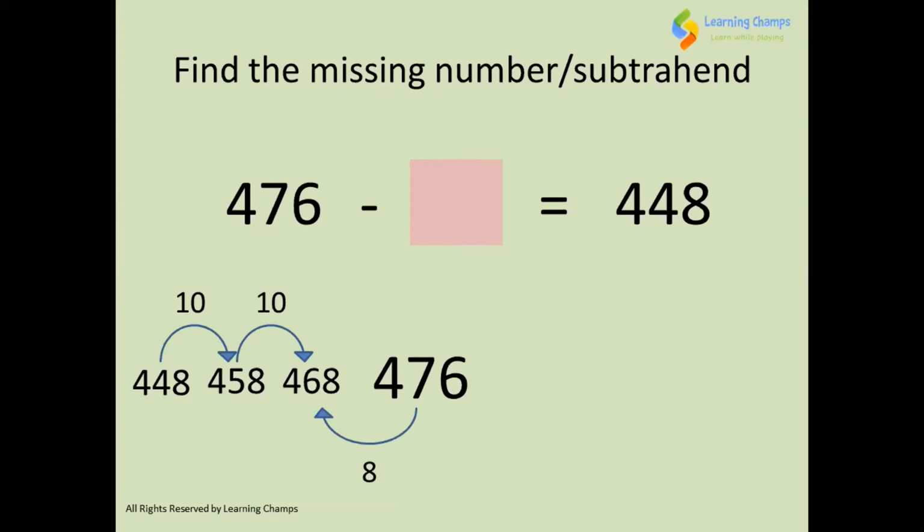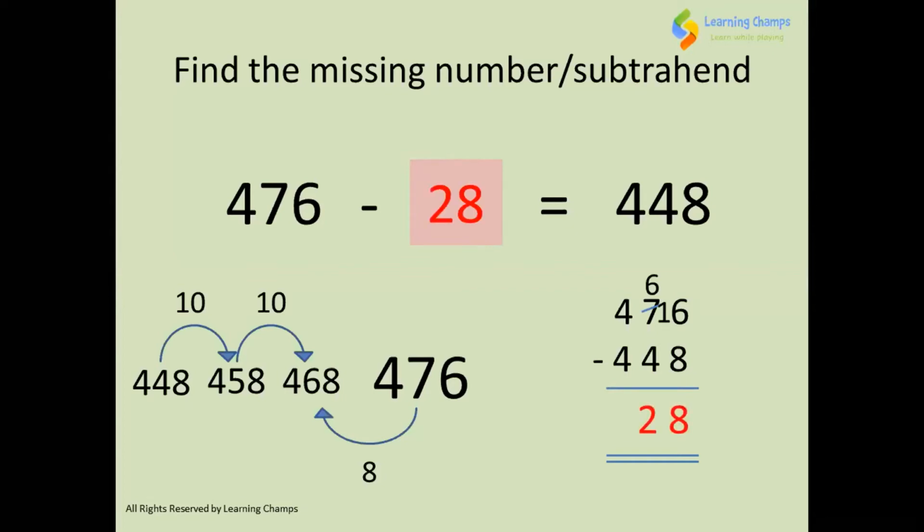Let's leave it aside and look at another method that you are very familiar with. We are going to subtract 448 from 476 and then you can get the answer. You have to carry over 16. 16 minus 8 is how much? Yeah. And then 7 becomes 6. 6 minus 4 becomes 2. So your answer was correct. 28. Okay. So this is what we do when the subtrahend is missing.